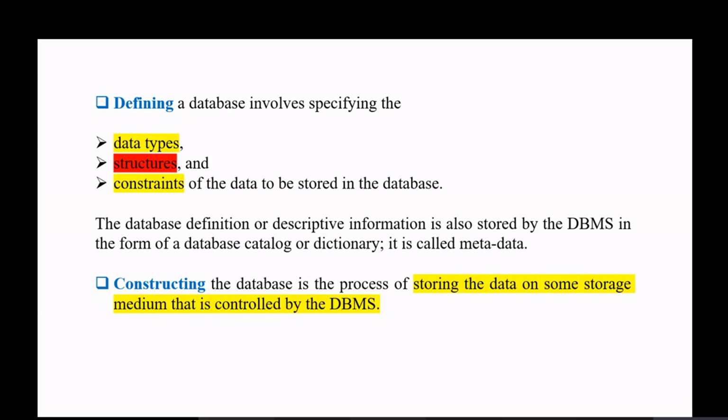So defining a database involves specifying the data type, the structure, which means you are storing it in the tabular form where the number of the columns is available, and the constraints of the data to be stored in the database. Constraints of the data. What do we mean by the constraints of the data?